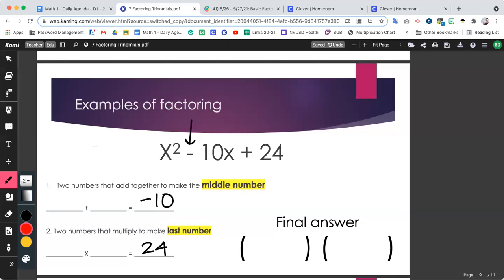If one of them is negative, then they're going to multiply to be a negative number, right? Because a negative times a positive makes a negative. If they're both positive, how are they going to add up to a negative? They have to both be negative, okay? So the only way for 2 numbers to multiply to a positive, but when you add them together, it's a negative, is both numbers have to be negative.